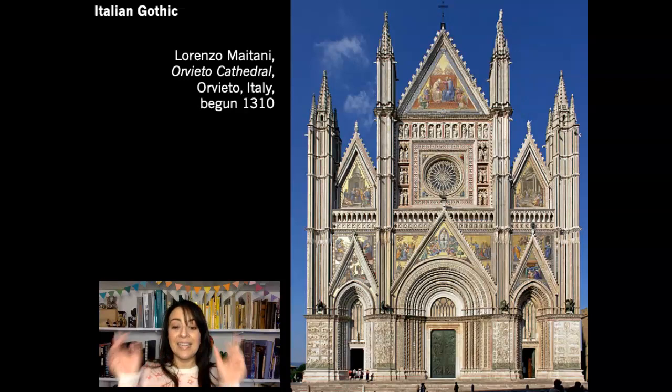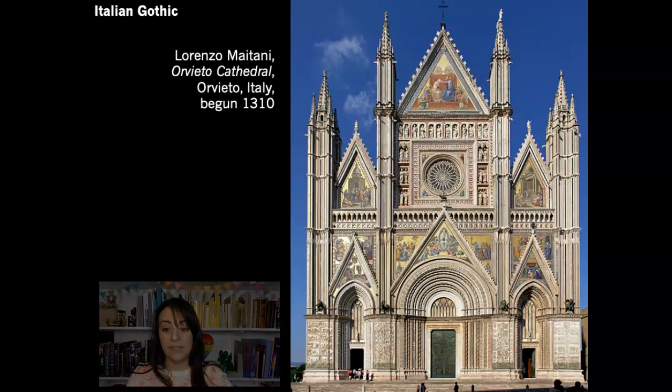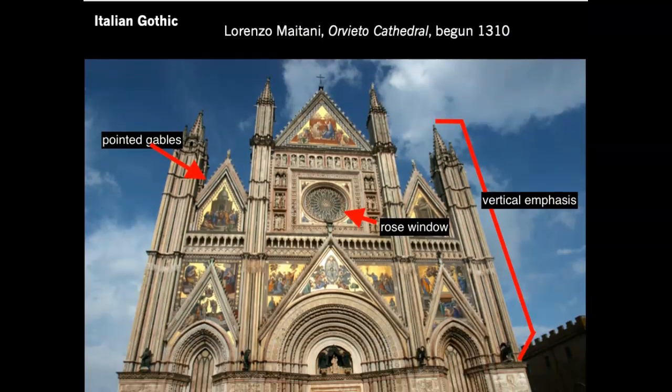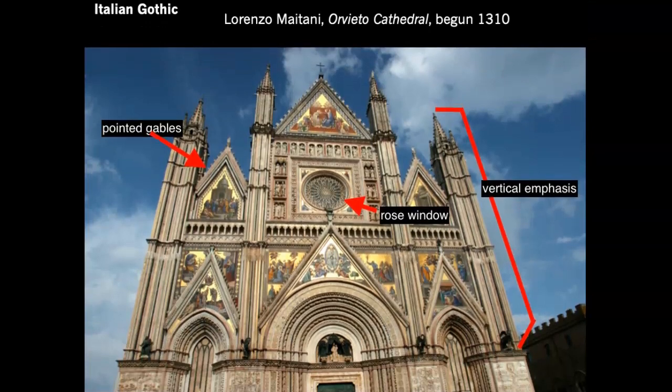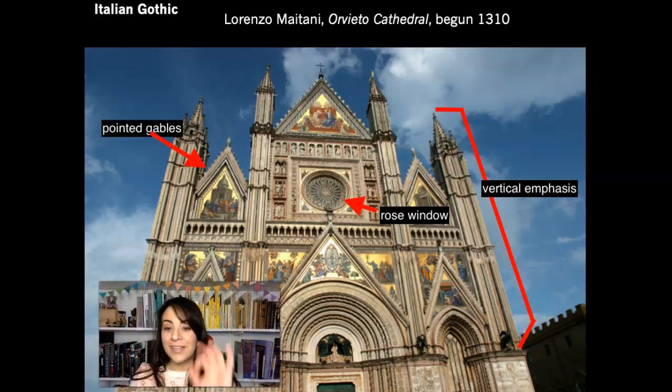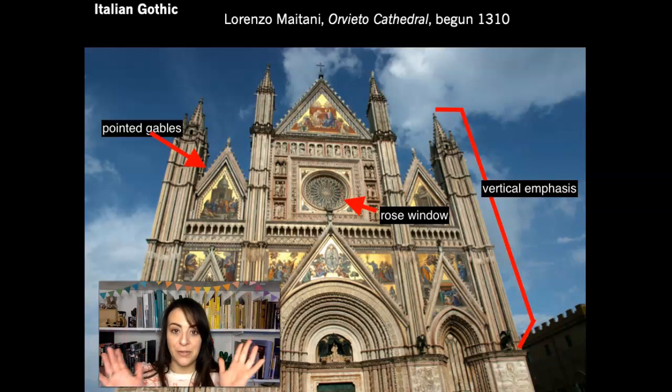So here in Maitani's design of the face of Orvieto Cathedral, we're going to recognize characteristics of the Gothic. Those characteristics are here: pointed gables, a rose window, and a vertical emphasis. Now, remember I told you that if the vocabulary term is important, I'll put it up on the screen. So take a screenshot, take a picture with your phone. I've given you elements that I want you to recognize as characteristic of the Italian Gothic.